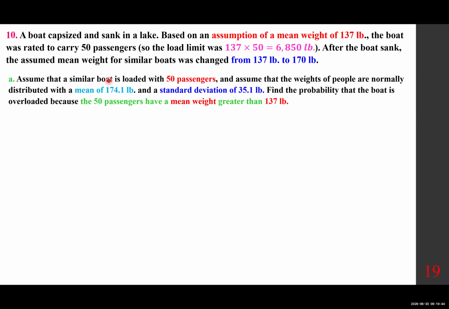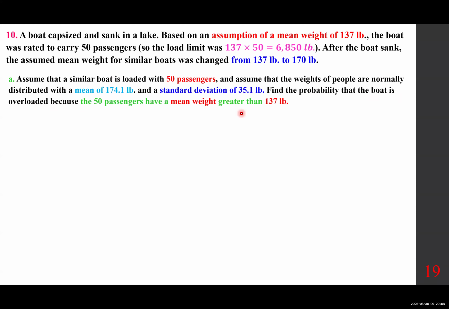Assume that a similar boat is loaded with 50 passengers, and assume that the weights of people are normally distributed with a mean of 174.1 pounds and a standard deviation of 35.1 pounds. Find the probability that the boat is overloaded because the 50 passengers have a mean weight greater than 137 pounds.